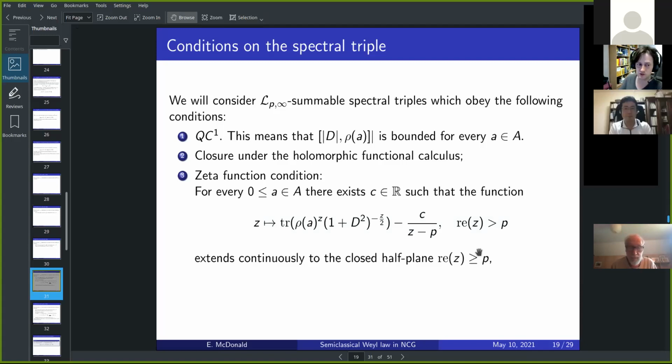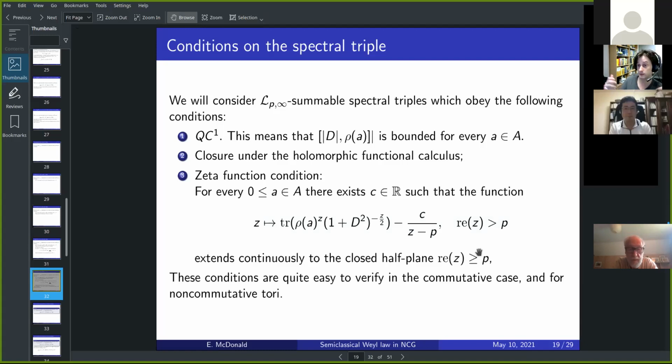So in geometric examples, for instance, if D^2 was an elliptic operator on a manifold, and a was just pointwise multiplication by a positive smooth function, this is more or less straightforward to prove. It turns out that in that case, you can prove that this function actually has meromorphic continuation to the whole half plane with possibly a simple pole at z equals p, which would be the dimension in that case. So in the commutative case, verifying this condition is more or less straightforward. And in fact, we get something which is much stronger. You can also verify it more or less straightforwardly for non-commutative tori.